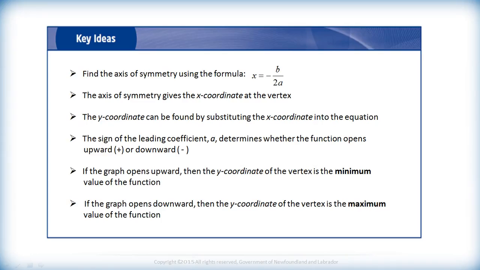Quick summary. So we find the axis of symmetry using the formula x equals negative b over 2a. This gives us the x-coordinate at the vertex. The y-coordinate can be found by substituting the x-coordinate back into the equation. The sign of the leading coefficient, a, determines whether the function opens upward or downward, as we know, and if the graph opens upward, the y-coordinate will be a minimum. If the graph opens downward, the y-coordinate is a maximum.